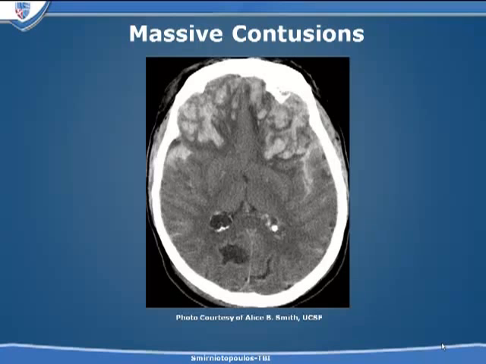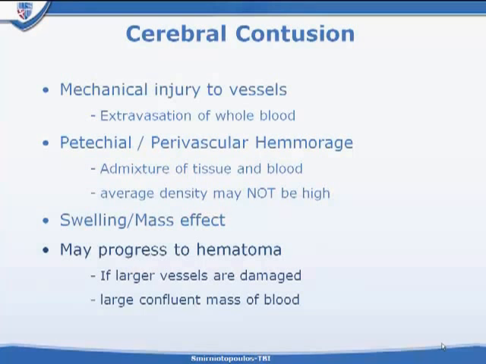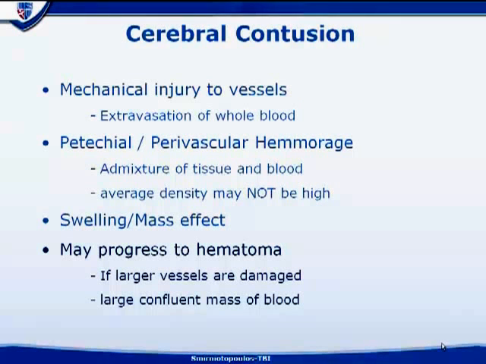Here is an example of grossly obvious massive cerebral contusions involving both frontal lobes, and the frontal lobes and the temporal tips are most commonly affected by cerebral contusion. If larger vessels are damaged, the contusion may produce more confluent collections of blood that may progress to frank hematomas. And just remember, a hematoma is a mass of red cells without intervening brain tissue, whereas a contusion is blood admixed with the brain tissue.